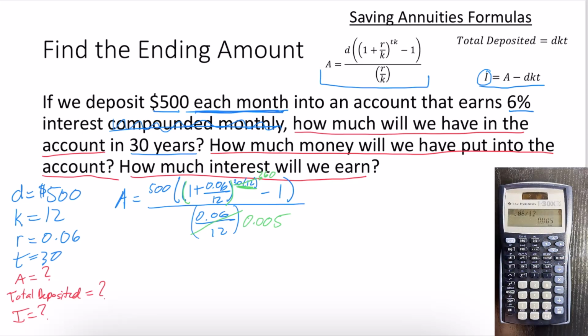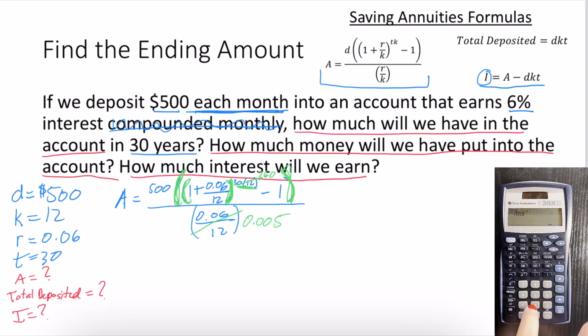To finish the inner set of parentheses on the top of the fraction, we need to go 1 plus that number that we just found. So that gives us 1.005, and that's the number that this set of parentheses simplified to. So now to simplify this bigger set of parentheses, I need to take that result, raise it to an exponent of 360, and subtract 1. And exponents happen before subtraction because of the order of operations.